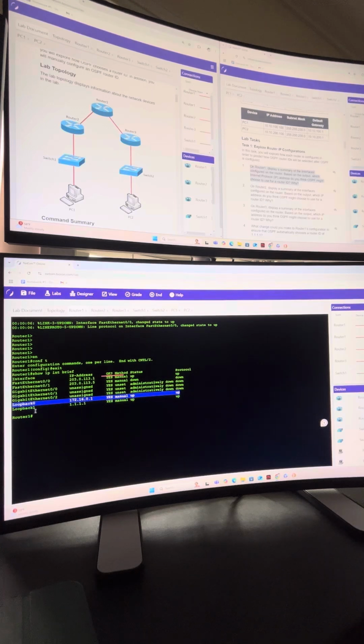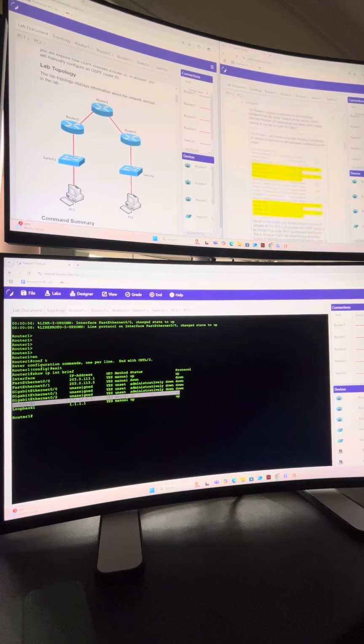So we do have two loopback interfaces, but it's going to choose the higher IP address of the loopback interfaces. So let's just confirm that is correct. Let's see what Boson is going to say.